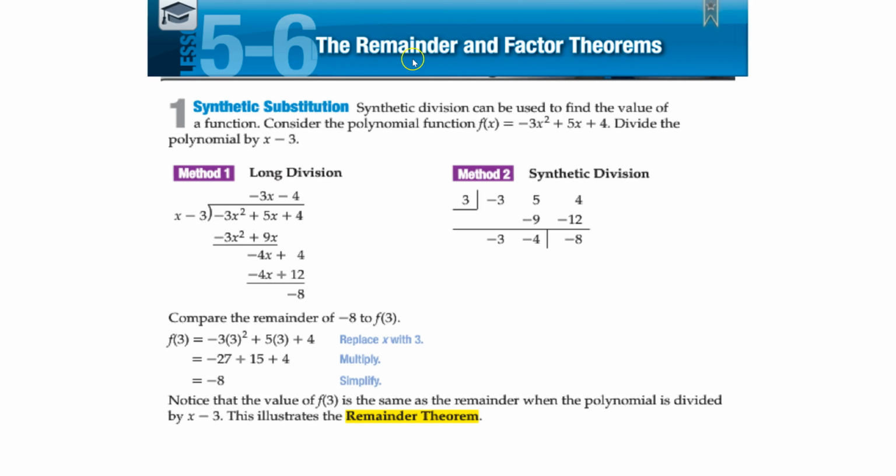The remainder and factor theorems. So in this lesson, we're going to dive deeper into these two theorems and basically polynomial functions in general. So first, let's look at this problem.